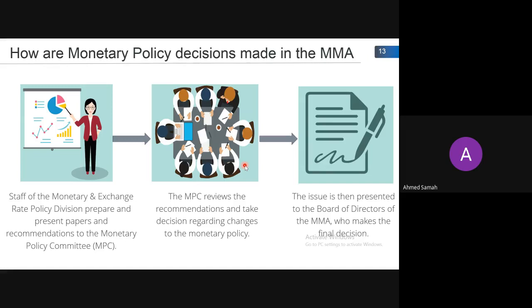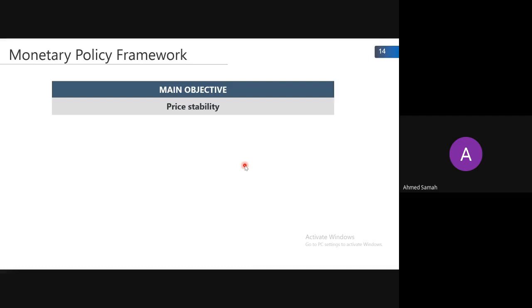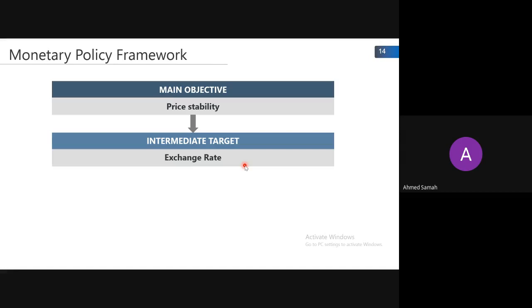Then let's look at the monetary policy framework. Our main objective is price stability. As I have said before, countries may have multiple objectives, but in the case of Maldives, we have one objective of maintaining price stability. To achieve this main objective, we have an intermediate target where we try to maintain the exchange rate at a particular level. So why do you think that in the case of Maldives, exchange rate is the intermediate target?